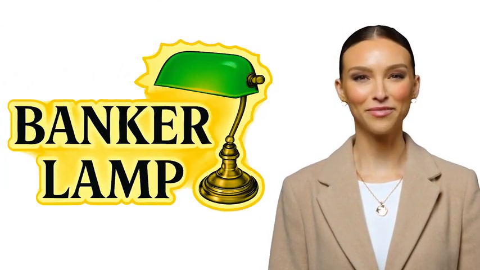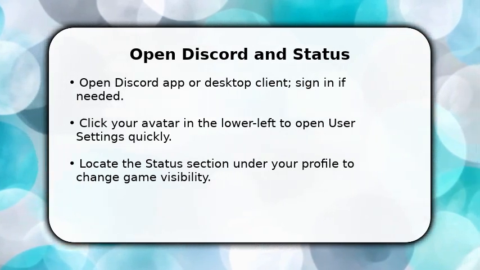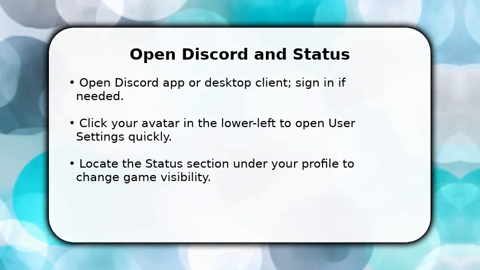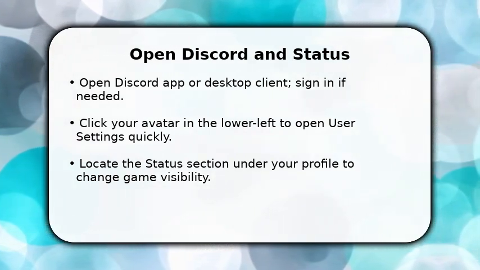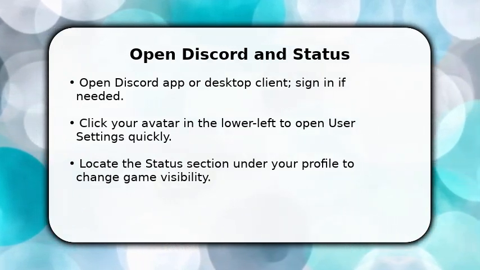Please enjoy the video. You start inside Discord, open the desktop app or browser and make sure you're signed in. Once done, click your avatar in the bottom left to reveal user settings and profile options. You want to get straight to the status controls because that's where the activity display lives.